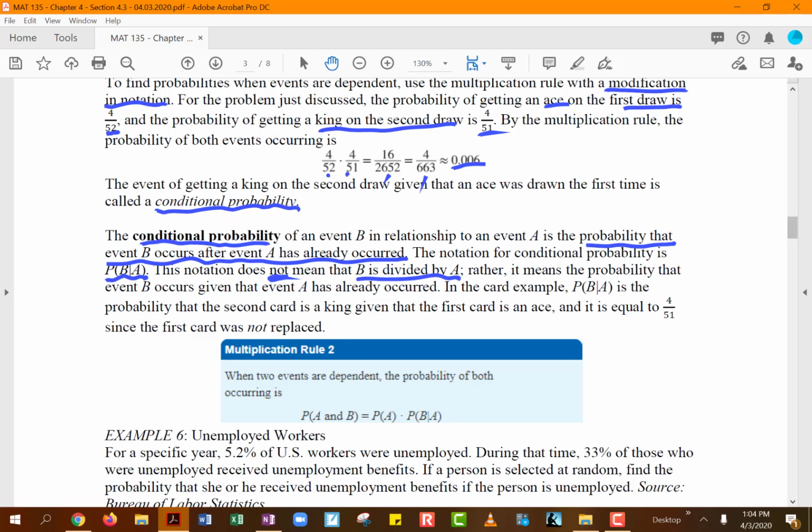Okay, so in the card example where we were talking about drawing a king on the second event and drawing the ace on the first event, we would basically say probability of king given that event ace had already happened.